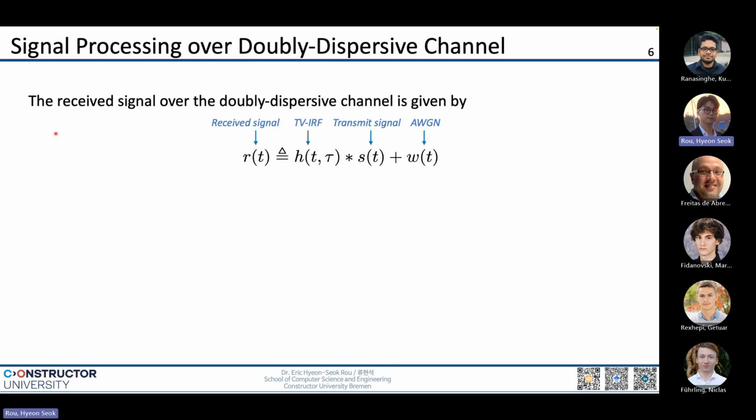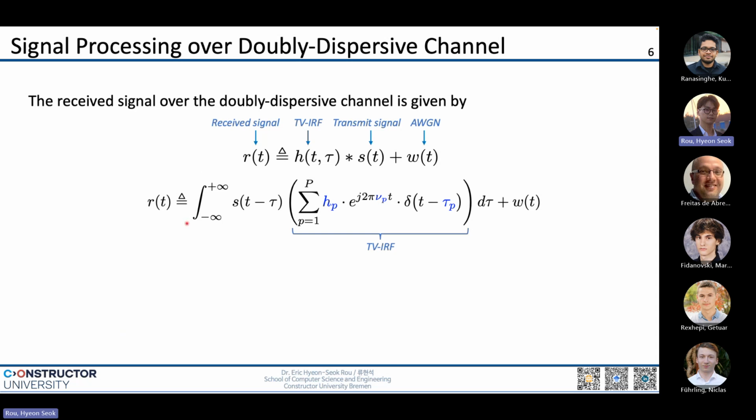So when we actually perform some signal processing over these doubly dispersive channels, we have some transmit signal s of t, and we have some additive noise, and the channel is described by this time variant impulse response function that we saw before. We know that this has to be represented in terms of a convolution between the channel and the transmit signal to form our receive signal. And this convolution is denoted by this integral here, and here I've replaced the full formation of the time variant impulse response function from before.